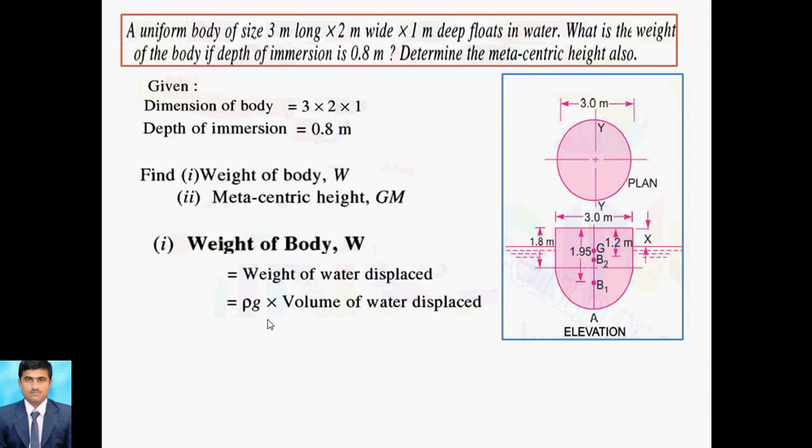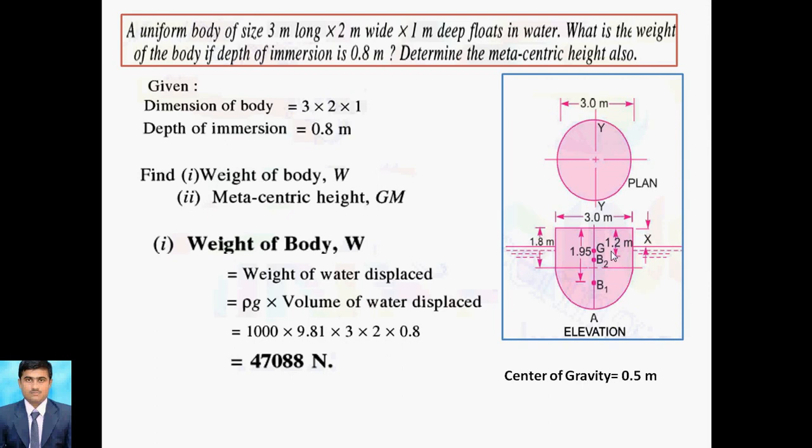First of all we put the value of rho, that is water because it is given in water, correct? Then 1000, g is 9.81, and the volume is 3 into 2 into 1 for the whole body, but here the body is immersed up to 0.8. That's why instead of 1 I can write 0.8. For the immersed body we require the depth of impression 0.8. After finding out this value, the weight becomes 47,088 Newton. This is the weight of the body.